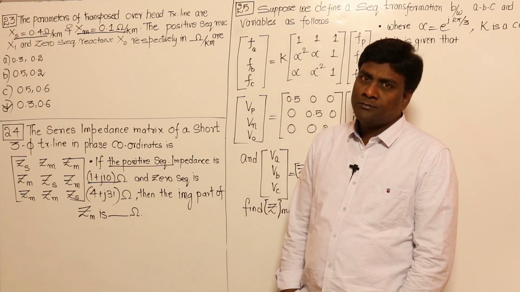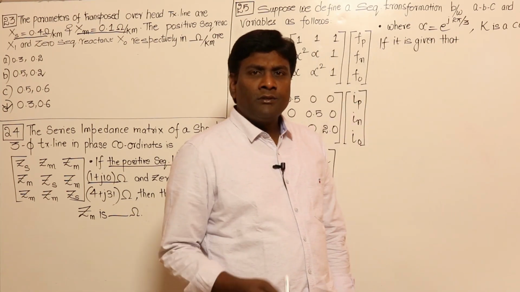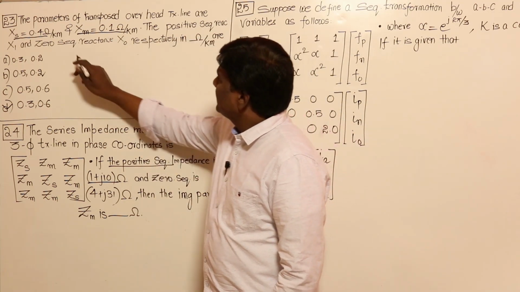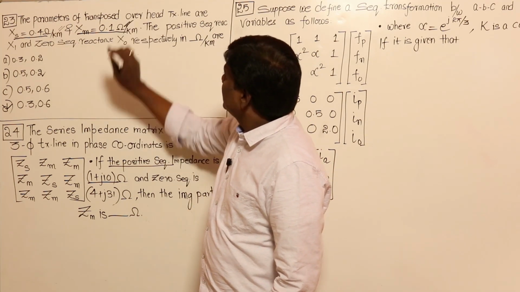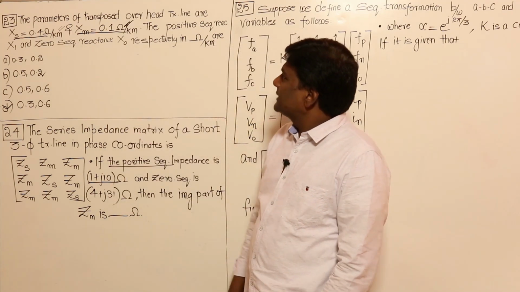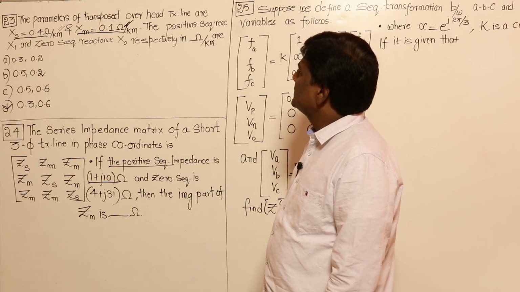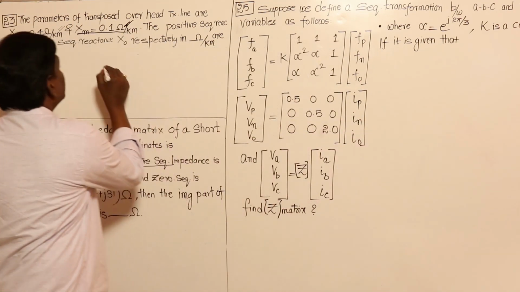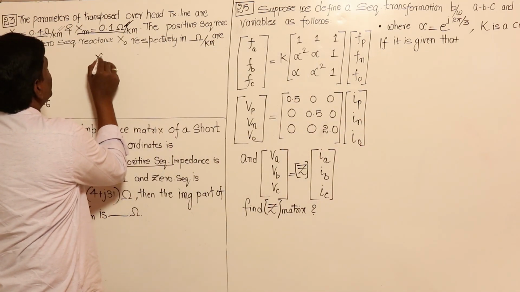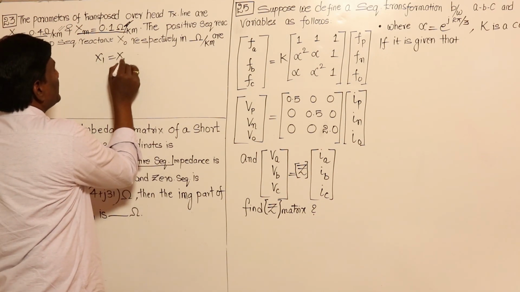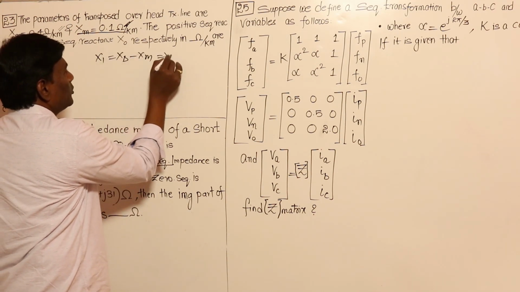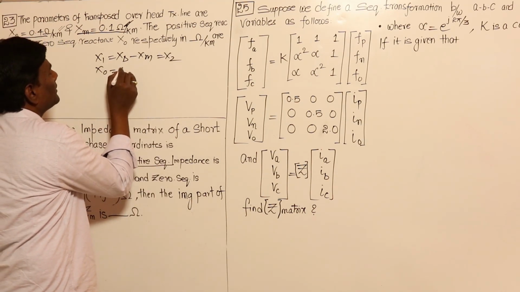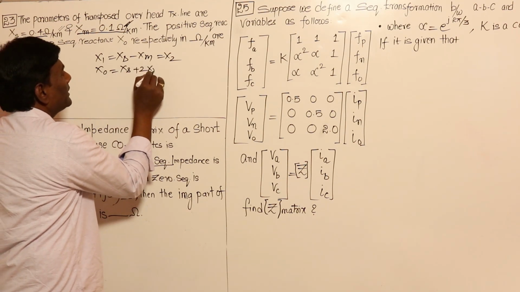In this session, let us solve some problems on sequence impedances of transmission line. The parameters of a transposed overhead transmission line are given: XS as 0.4, XM as 0.1. The positive sequence reactance X1 and zero sequence reactance X0 are respectively. So what was XS? X1, the positive sequence reactance, is going to be XS minus XM, equal to the negative sequence, as we discussed in the transmission line. And X0 is going to be XS plus 2XM.